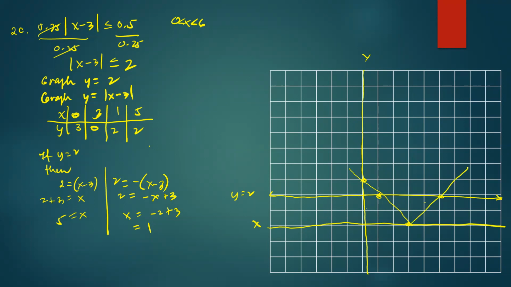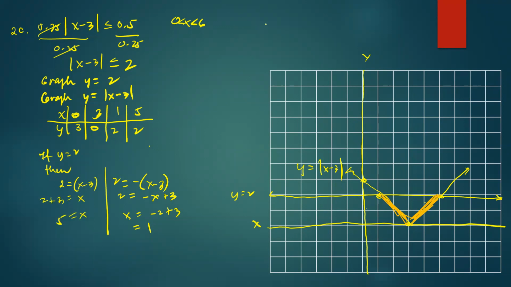So this is our graph. So this is the graph of y is equal to the modulus of x minus 3. Okay. And again, we are looking for the values of the graph that it is below the line 2, right? Because less than or equal. So we are interested with this part of the graph.